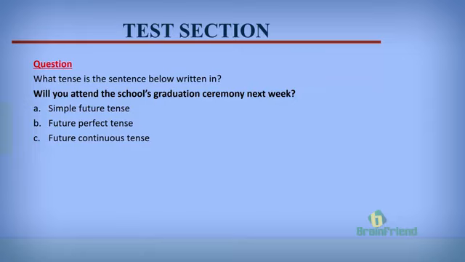The correct answer is A, simple future tense. We did say that to form the simple future tense, we use the auxiliary verb will as well as the base form of the verb. And we also said that we use the simple future tense when we want to ask questions. Although we have the subject of the question occurring between will and the base form of the verb, which is what we have here. So if you picked A, you are correct.